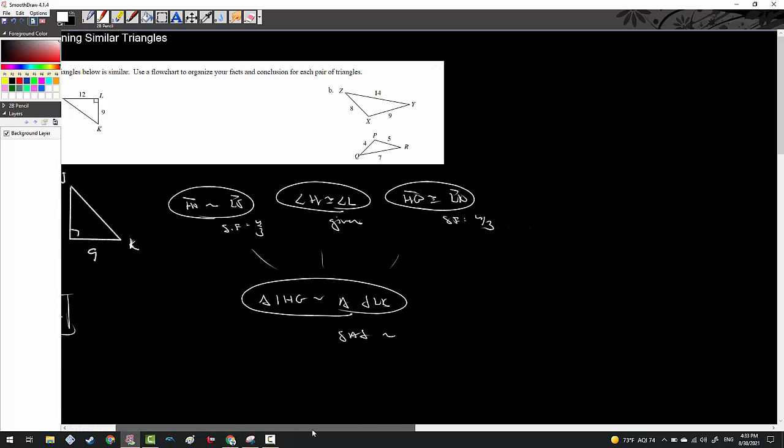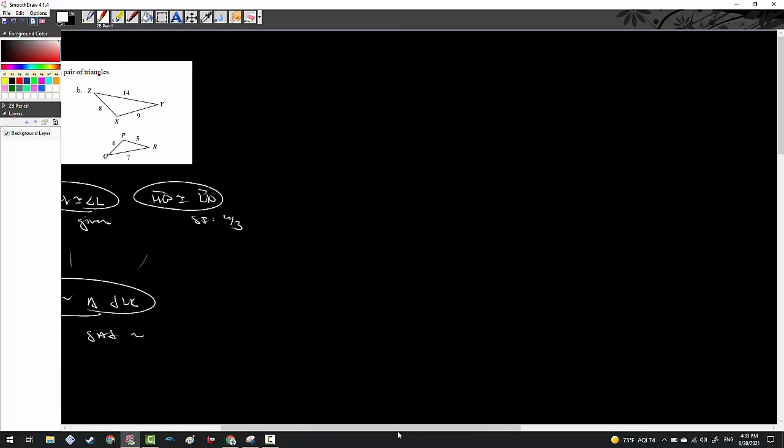Let me scroll over to the right real quick. Let me make these two triangles in the same orientation. So X is going to go up top, Y is going to go on the left, and Z is going to go on the right. Between X and Y, 9, between X and Z, 8, and between Y and Z, 14. And again, we're going to compare it to this small triangle right here. So let's look at some scale factor here.